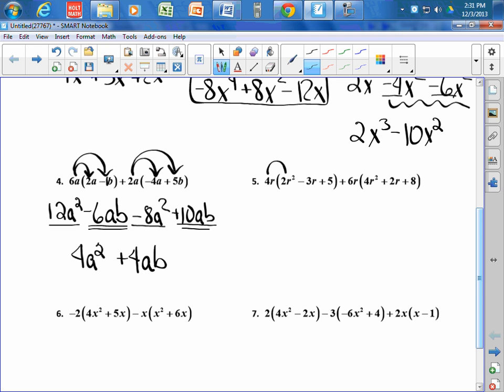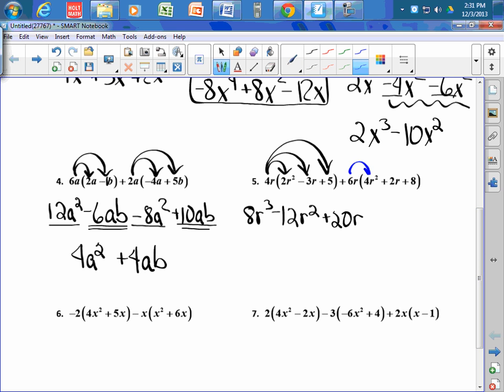Number 5, 4r times 2r squared. 4 times 2 is 8. R times r squared is r to the third. 4r times negative 3r. 4 times negative 3, negative 12. R times r squared. 4r times 5. 4 times 5 is positive 20r. 6r times 4r squared, positive 24r to the third. 6r times 2r, positive 12r squared. And then 6r times 8, 6 times 8, 48, plus 48r.